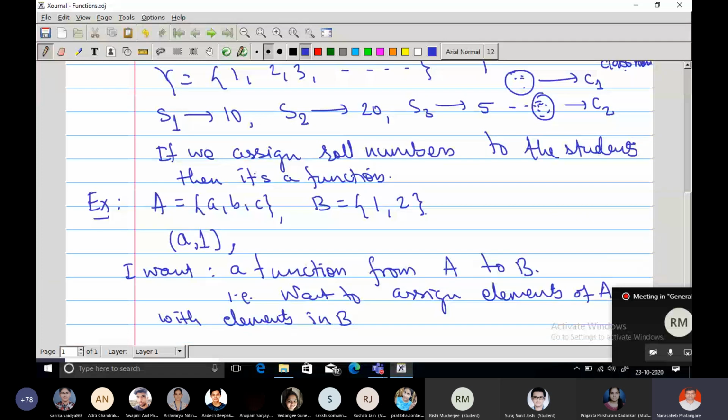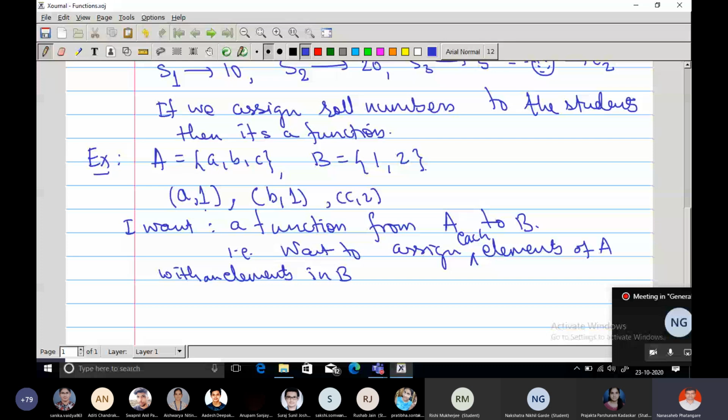So I want to assign each element of A with an element of B, right? Each element. So I will assign A with 1, I will assign B with 1, and I will assign C with 2. Is it an assignment? First of all, no, sir. Why is it not an assignment? Because I have assigned A with 1, B with 1, and C with 2.